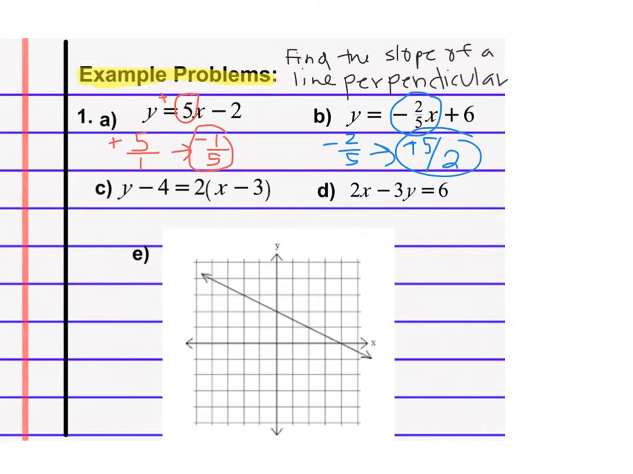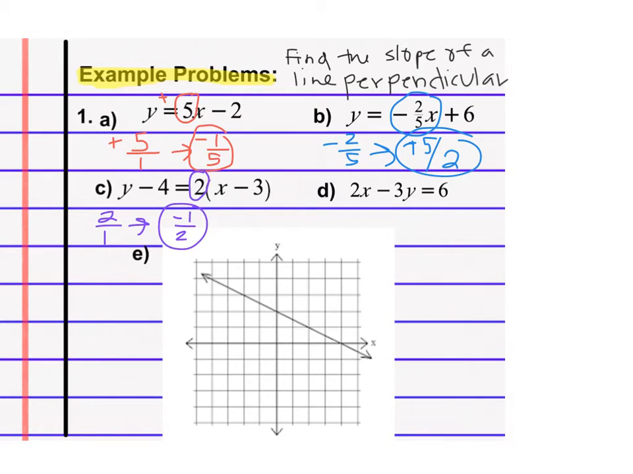Part C, now we are in point slope form. So 2 is my slope. Just like part A, I make it a fraction. I put a 1 underneath, 2/1. My new slope, my perpendicular slope, I flip my fraction, 2/1. I make it 1/2, and this needs to be negative.